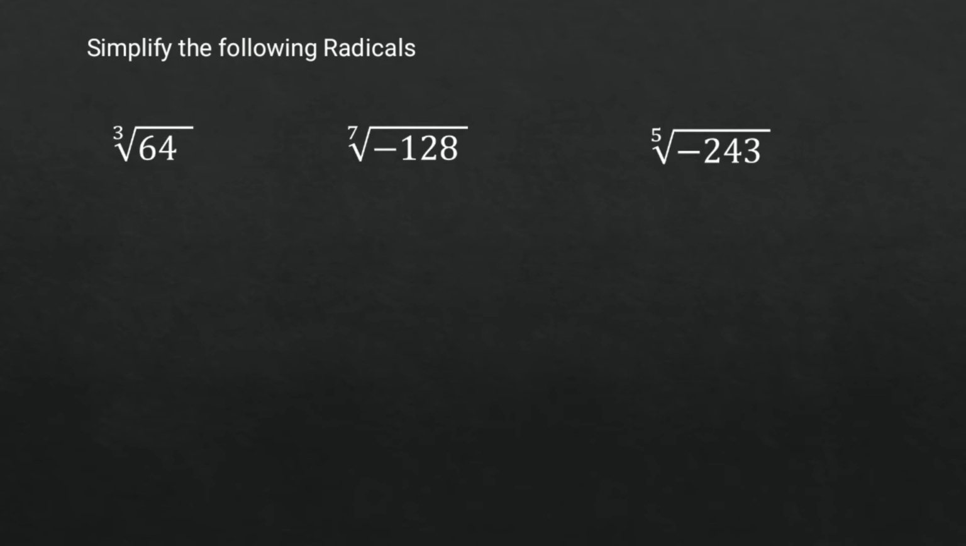The cube root of 64 is just like 4 cubed, or 4 times 4 times 4. So 4 times 4 is 16, and 16 times 4 is 64. So our answer here is 4.